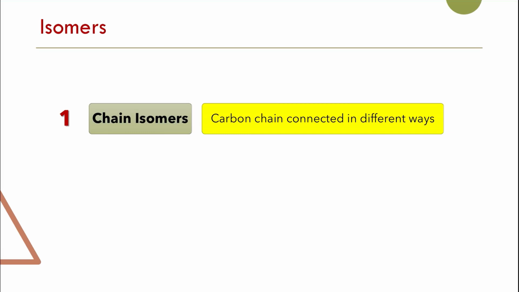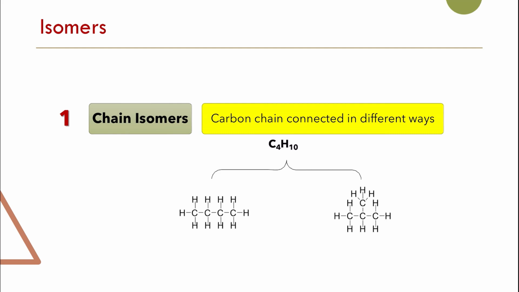Chain isomers are compounds which have the same molecular formula. However, the carbon chain connection is different. For example, if you have a compound that has a molecular formula of C4H10, you could have one of these two compounds. The first one is a simple butane, 1, 2, 3, 4 carbon atoms, or you could have this compound which is methylpropane, where you can see that there is a difference in the chain here.